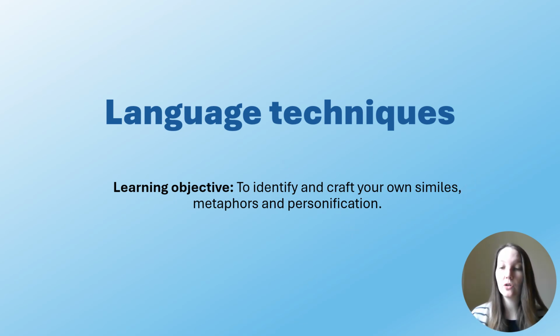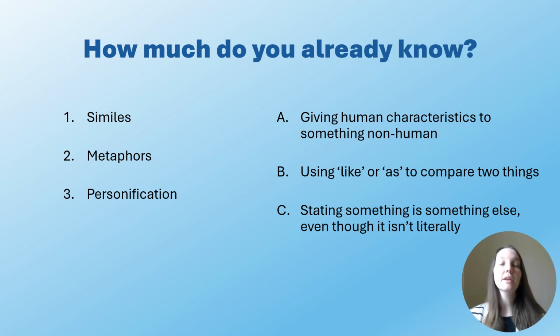Okay, so let's go through this one then. I want you to think about how much you already know. We've got similes, metaphors, and personification on the left here with the numbers, and on the right are the descriptions of what they are. I want you to see if you can match these up. So pause it for a moment and then I'll show you the answers.